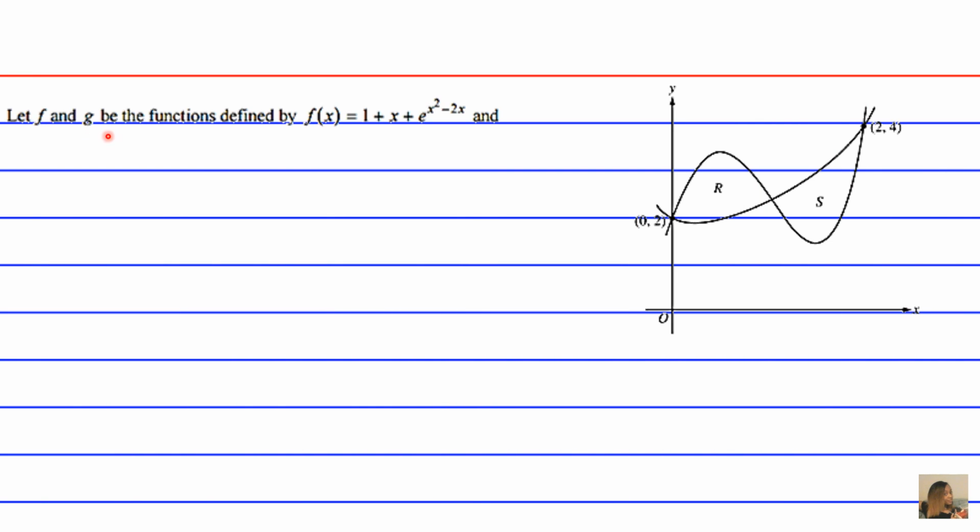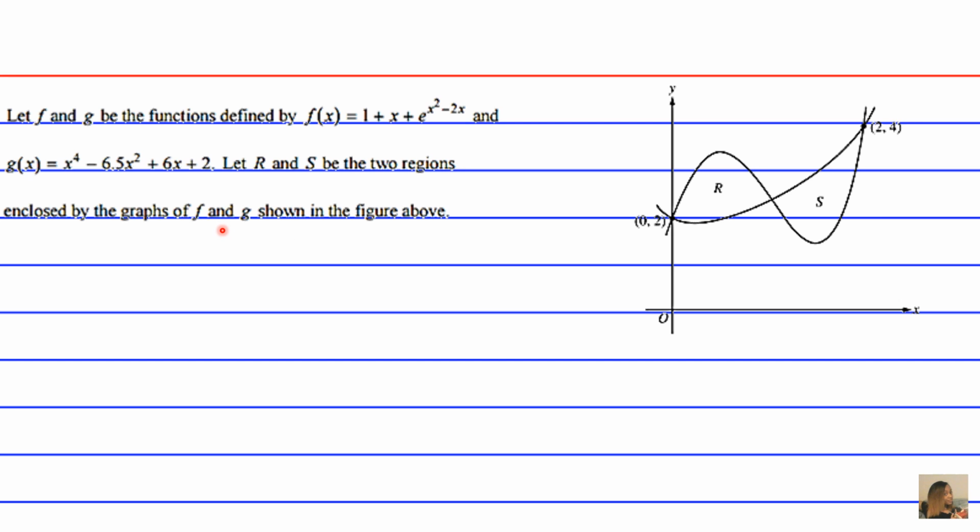Let f and g be the functions defined by f of x is equivalent to 1 plus x plus e raised to the x squared minus 2x. So this curve right here represents f of x. And g of x is equivalent to x to the fourth minus 6.5x squared plus 6x plus 2. This curve right here represents g of x. Let R and S be the two regions enclosed by the graph of f and g shown in the figure. Find the sum of the areas of the regions R and S.